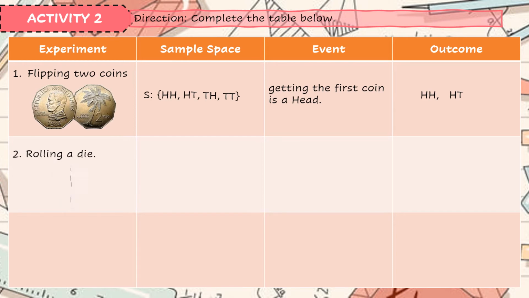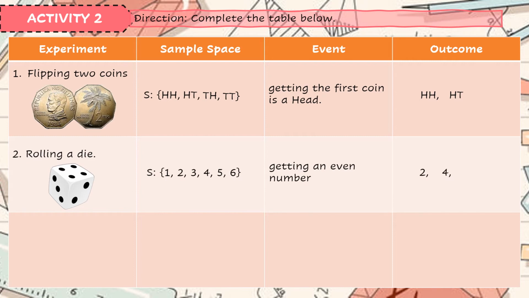Another, rolling a die. Diba? Ang mga sample space nito are numbers from 1 to 6. If I just want to get an even number, so ano-ano yung mga possible outcomes? Even number. At ito ay ang 2, 4, and 6.